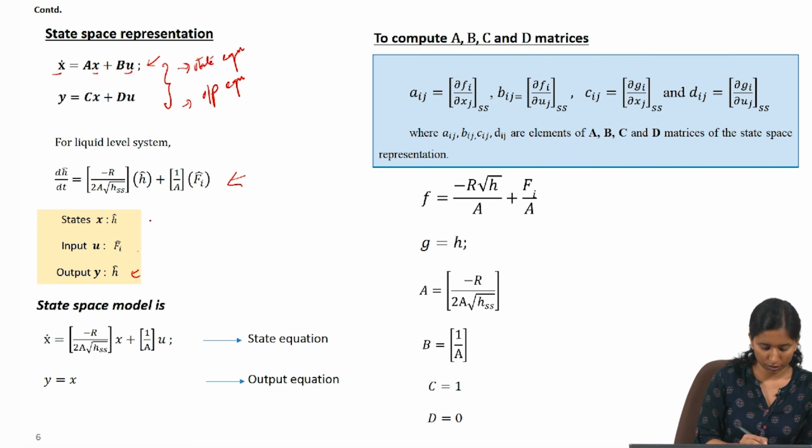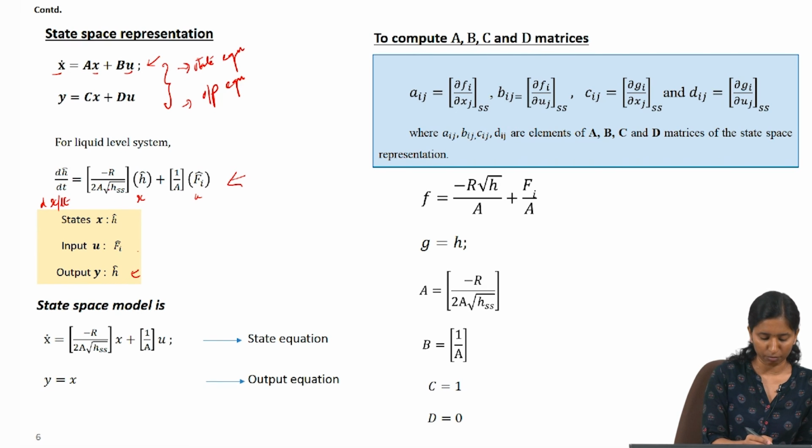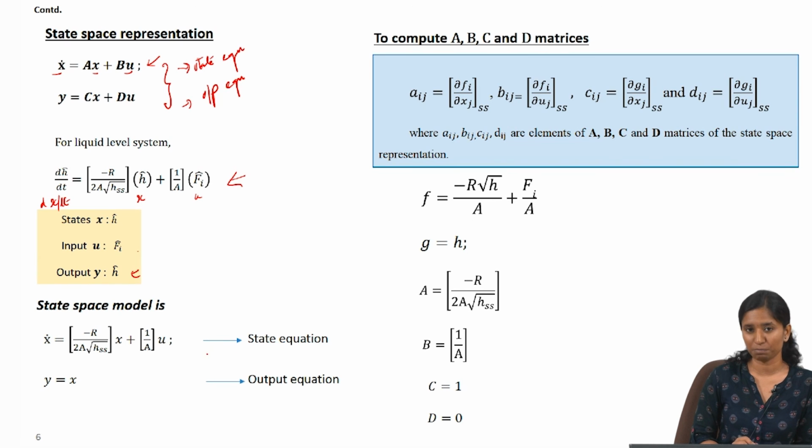So, dH by dt becomes x dot, and the coefficient of x is A. Here A is minus r by 2A root HSS, and then we can see that Fi is the u. So I will write it down: this is dx by dt, this is x, and this is u. Comparing these two, we can see that A is minus r by 2A root HSS, and B is 1 by A. This is how we arrive at the state equation for the simple liquid level system.